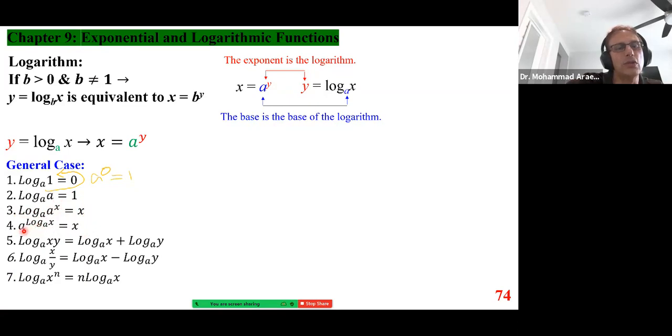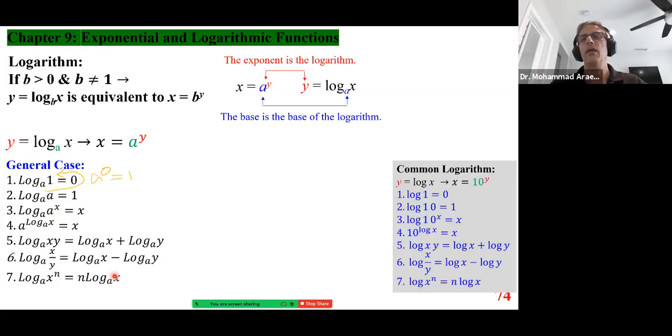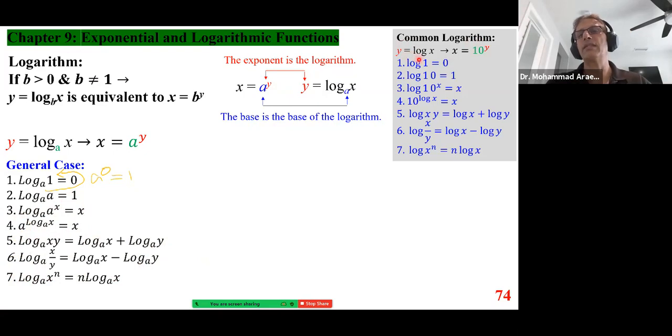And in this case, you raise a to the power of log x with base a, they undo each other, they give us x. This is the product rule, quotient rule, power rule. Now the same thing for common log, the base is 10. We don't write the base 10.